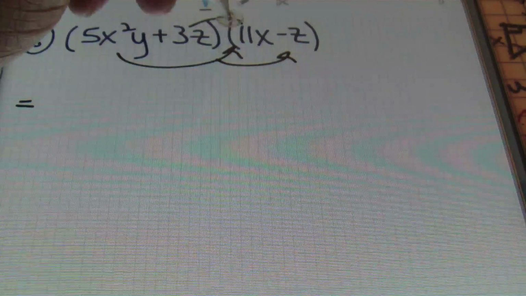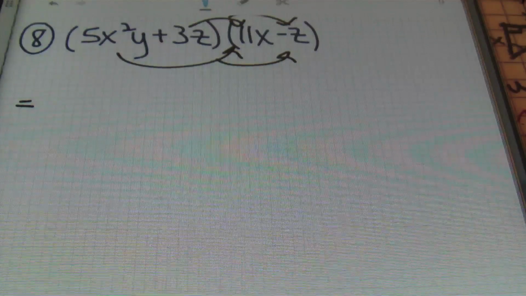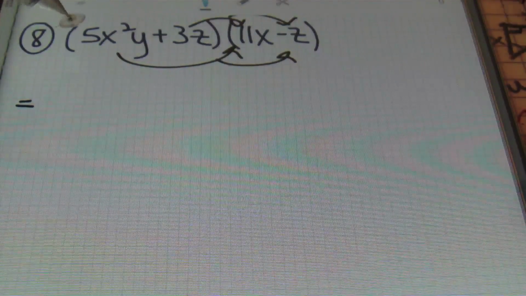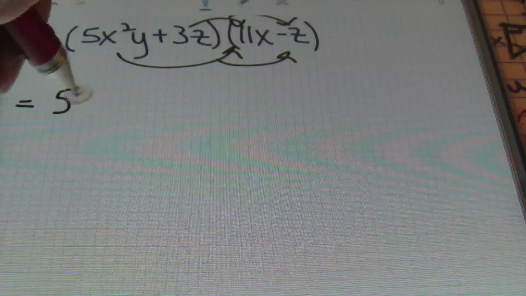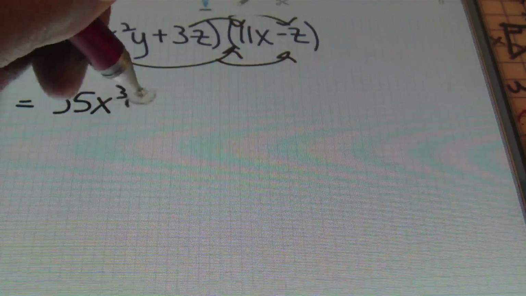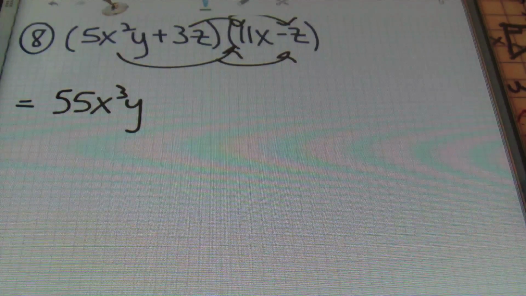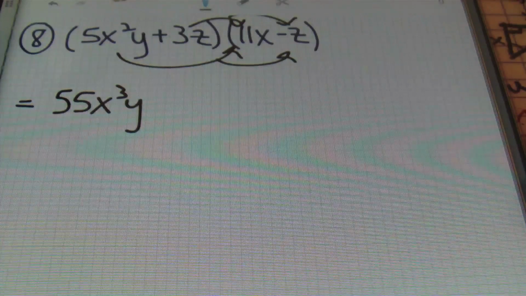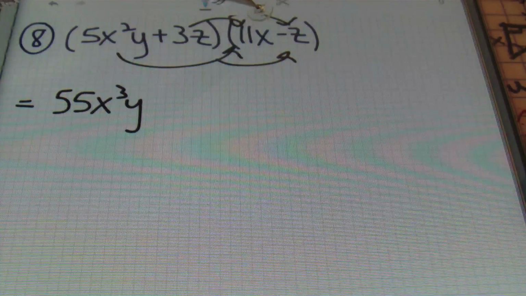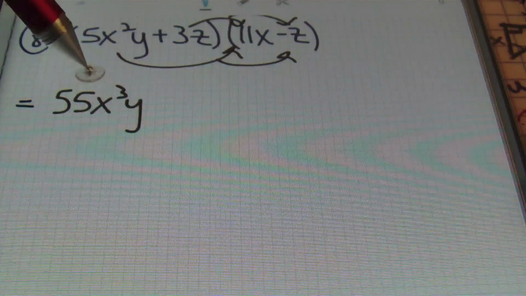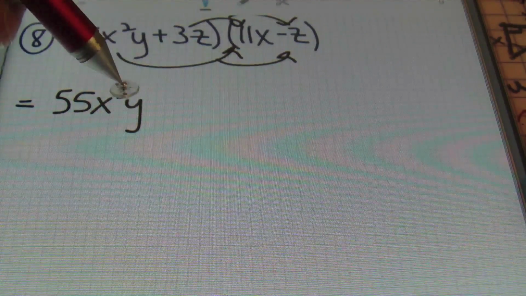All right, so I'm once again got my arrows popping. I'm going to distribute that 3z to both terms in the second set of parentheses. So multiplying 5x squared y times 11x, I end up with 55x cubed y. Remember that your exponents, when you're multiplying like bases, they add. So I had x squared here, I have x to the first power here, so that 2 plus 1 gives me x to the third power, and then my variable y.